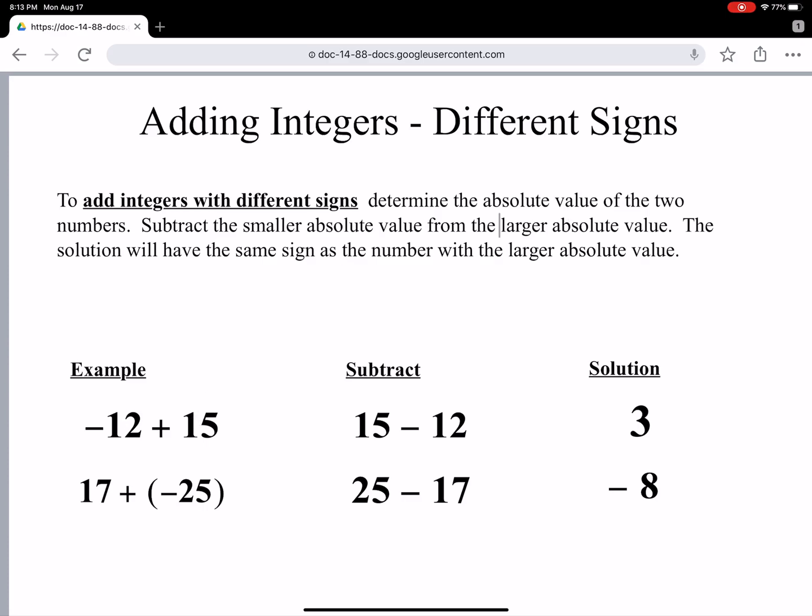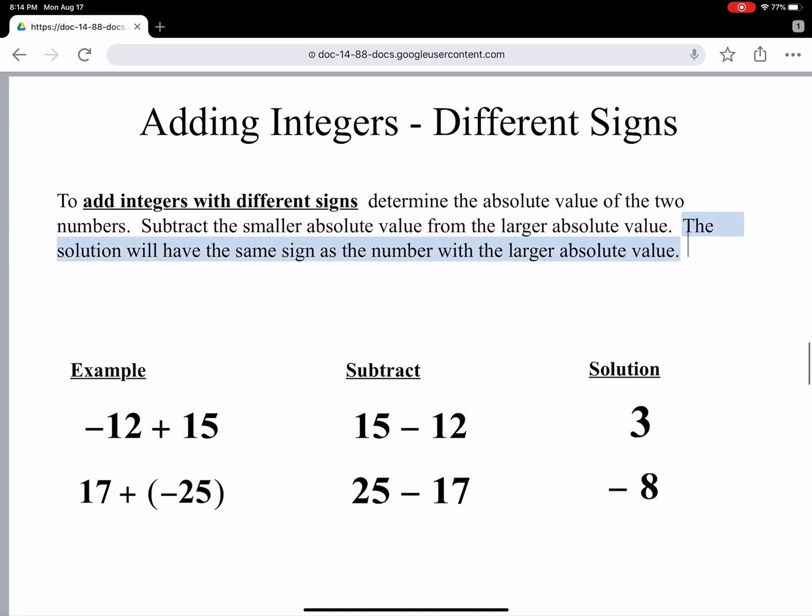So what I said to do first is determine the absolute value of the two numbers. Well, the absolute value of -12 is 12, and the absolute value of 15 is 15. So now I've got 12 and 15. My second step is to subtract the smaller absolute value from the larger absolute value. Well, 15's bigger, so I take 15 and I subtract 12, which gives me 3. And now I need to figure out, is 3 going to be positive or negative?